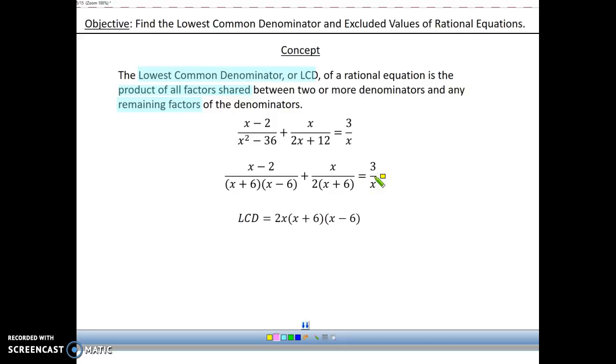Then for the LCD, you want to check for the shared product of what they have in common. You can see that x plus 6 is shared, so you only write x plus 6 one time. Then I have x minus 6 left over, so x minus 6, and I have a 2 and an x. So my 2 and my x end up over here by themselves.